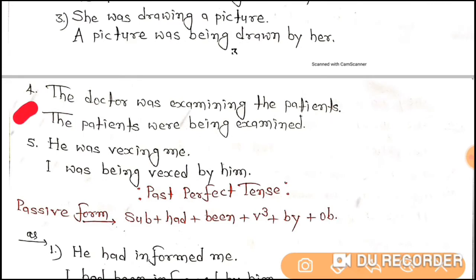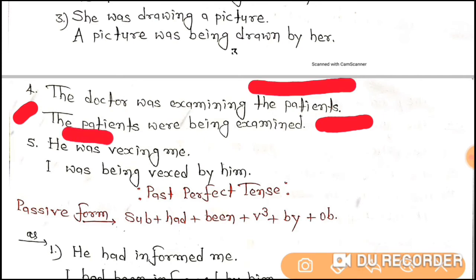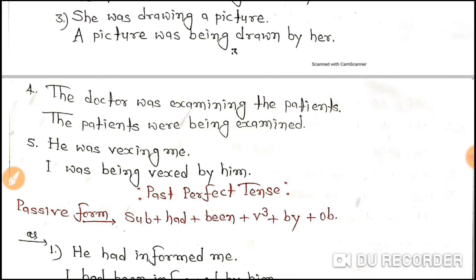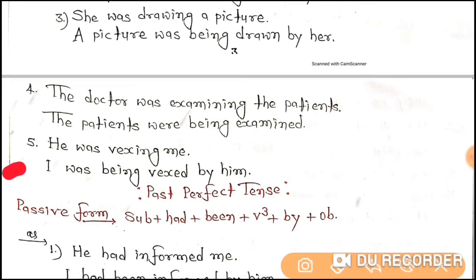The doctor was examining the patients. The patients, this means plural. So the subject is what? The patients. And as the subject is plural, I have added here were, and then being, then V3 examined. And the doctor, you have to omit, you can say by, there is no need to use by with the doctor.